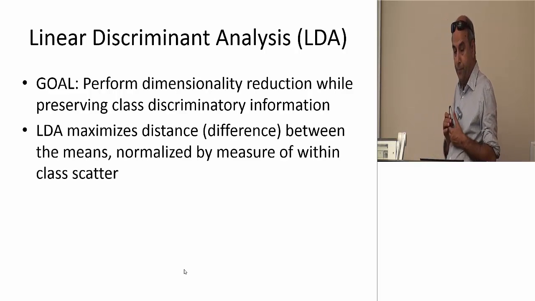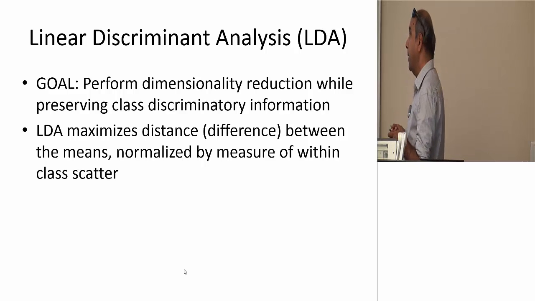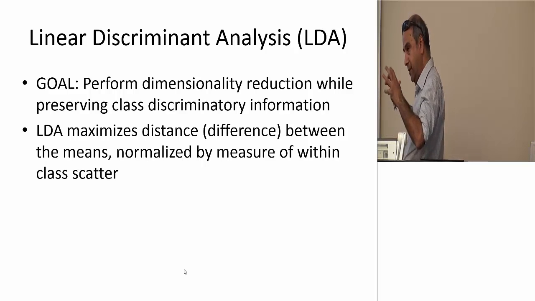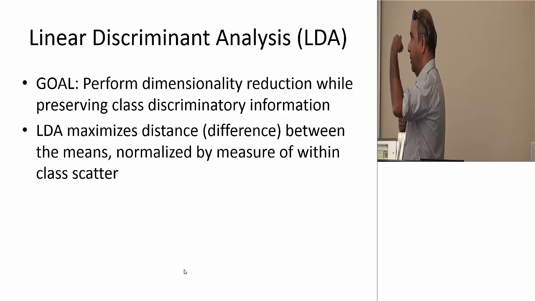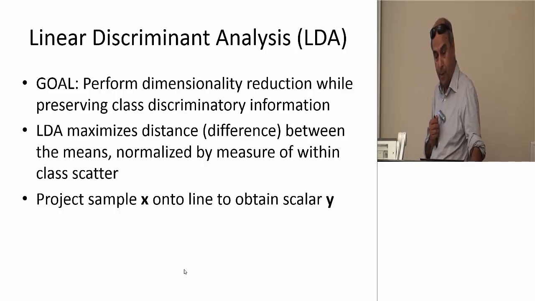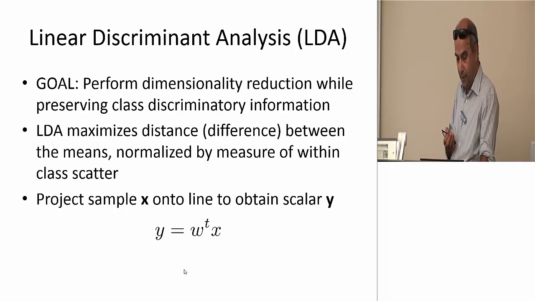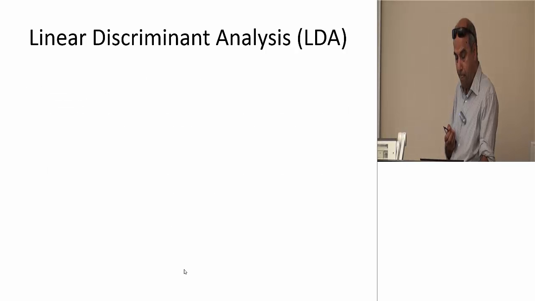So then LDA maximizes the difference between the means normalized by the measure of within-class scatter. So maximize the between-class and minimize the within-class. That's why it was in the denominator. The first one was the numerator. We want to maximize that. So we project a sample X onto a line for the 2 class case, and get a scalar Y.